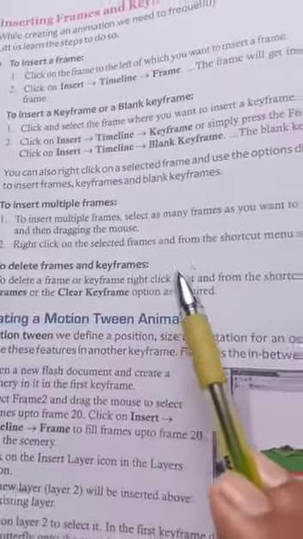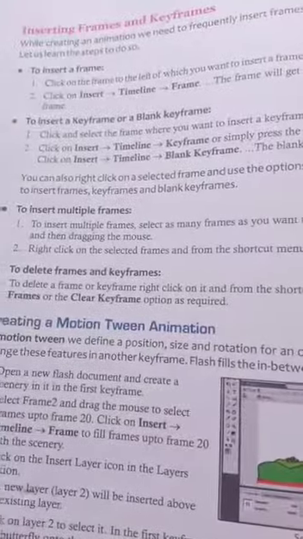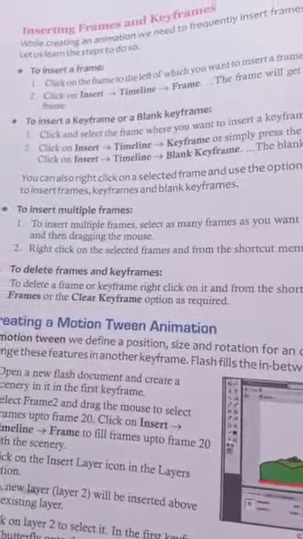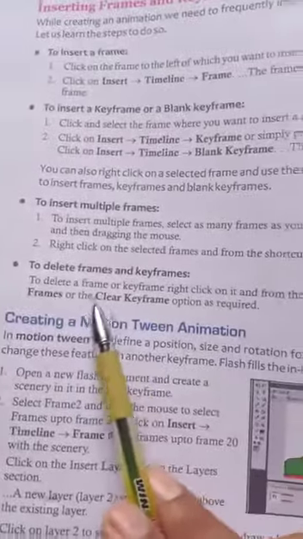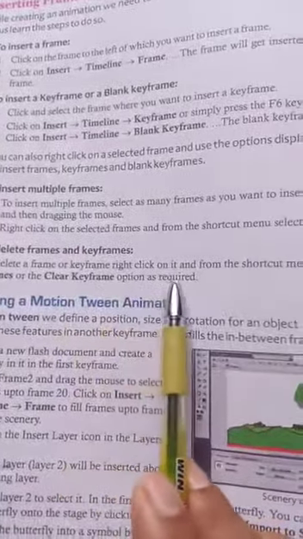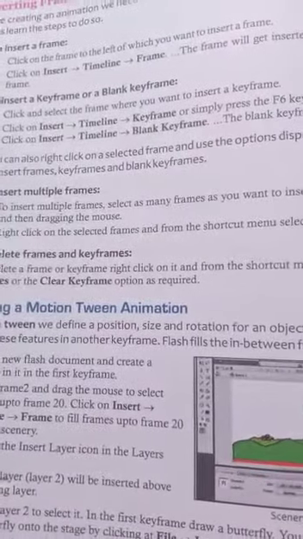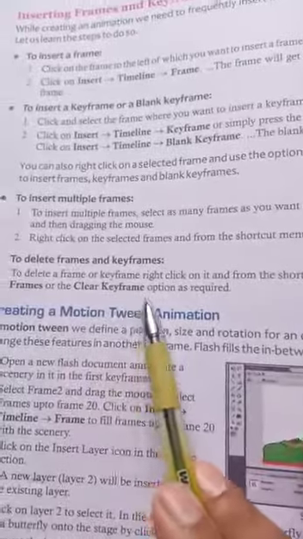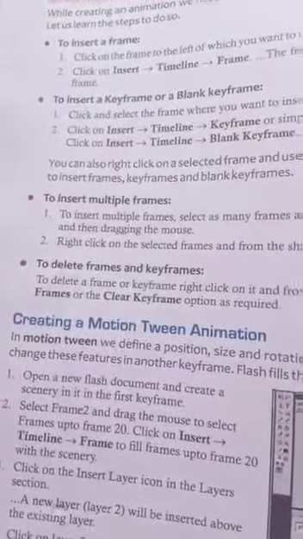Right click on the selected frames and from the shortcut menu select insert frame. And another way is to right click on the selected frame and from the shortcut menu select insert frame. Okay, and to delete a frame or keyframe, right click on it, and when you right click on a frame, the options appear, and from the options you have to select remove frame or clear keyframe as required. So this way you can insert or delete frames and keyframes.